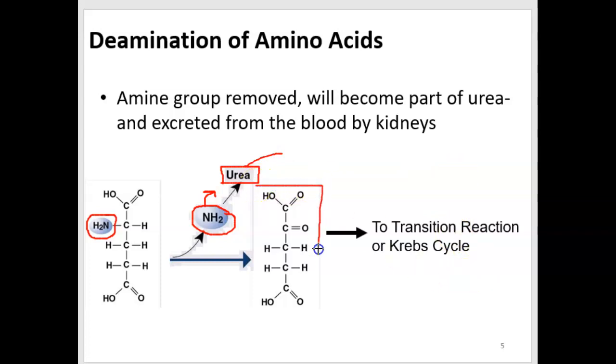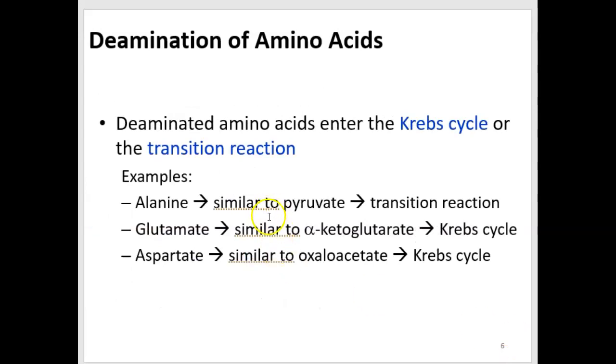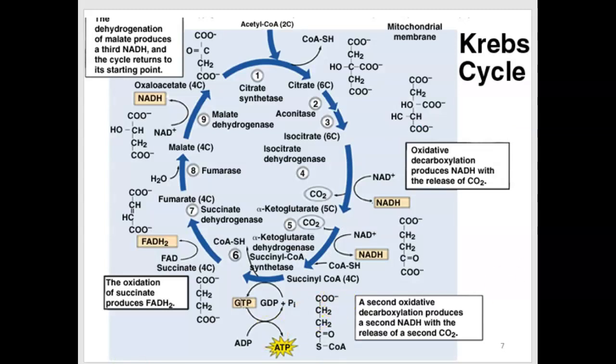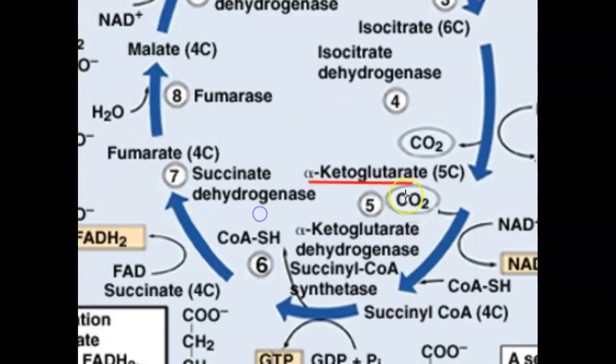But what's left over is an amino acid without its amine group, so it's not really an amino acid anymore. But notice that this particular molecule has 5 carbons. It also has 2 carboxyl groups, but it has 5 carbons, so it will mimic one of the components or intermediaries in the Krebs cycle. So I'm going to show you this crazy Krebs cycle picture for just a second and look at 5 carbons.